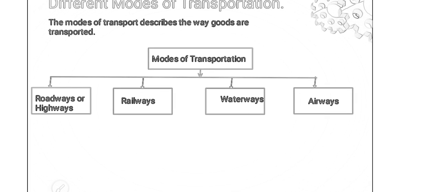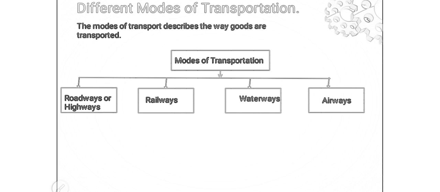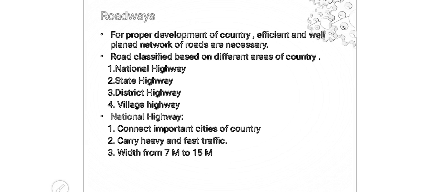Now, different modes of transportation. The modes of transport describe the way goods are transported. Modes of transportation, as I have already pointed out in the introduction class itself: roadways or highways, railways, waterways, airways. Roadways. For proper development of the country, an efficient and well-planned network of roads is necessary. Roads are classified based on different areas of the country: national highway, state highway, district highway, village highway.